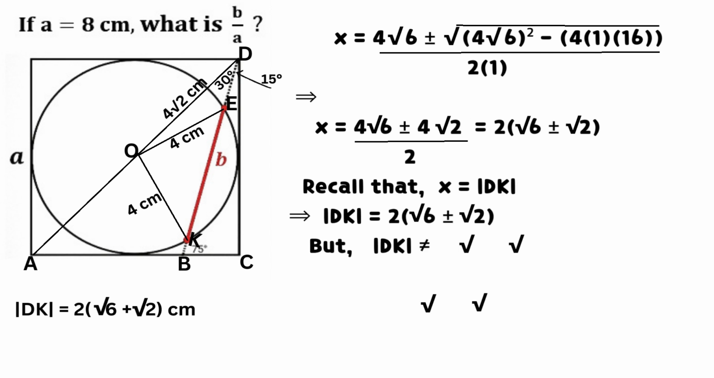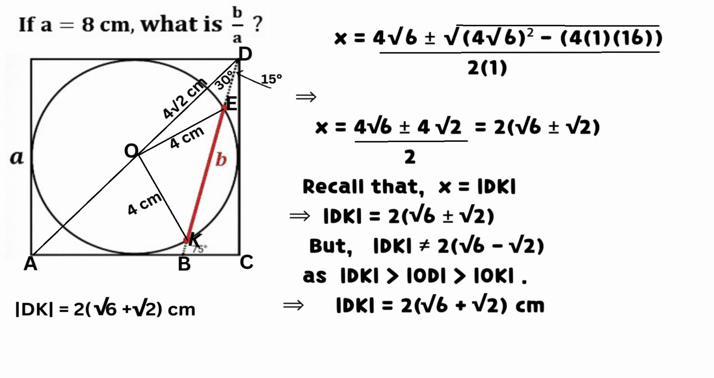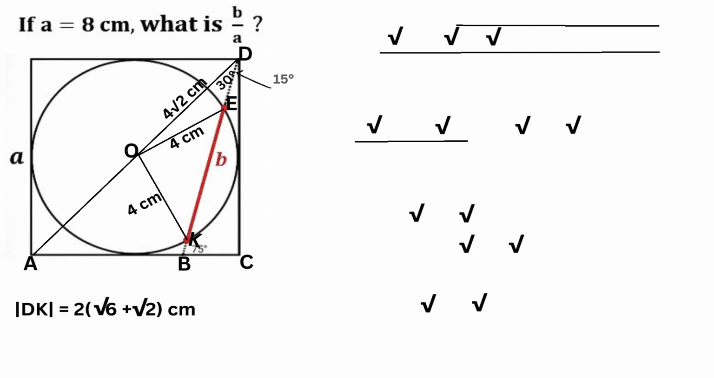Recall that X equals line DK. It follows that line DK equals the product of 2 and the square root of 6 plus or minus the square root of 2. But line DK is not equal to 2 times the square root of 6 minus the square root of 2 with respect to the given condition. It implies that line DK equals the product of 2 and the sum of the square root of 6 and the square root of 2 in centimeters.